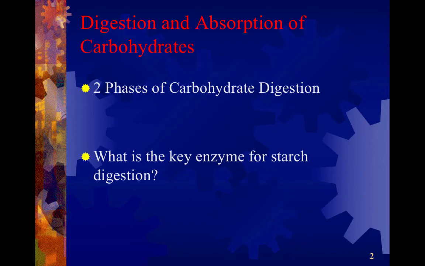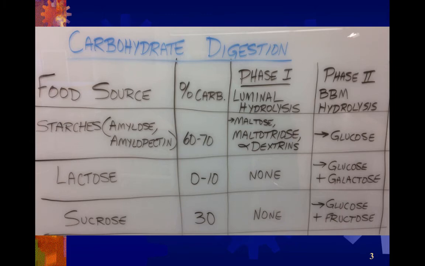There are 2 phases of carbohydrate digestion. So we're going to talk about that first. And I have a table, I think, on the next slide. And then the second bullet point to this, we'll come to this in a second. That's what is the key enzyme for starch digestion. So we're going to kind of put all this together. So I drew this on the whiteboard in here. That's why it doesn't look very good. That's my writing.